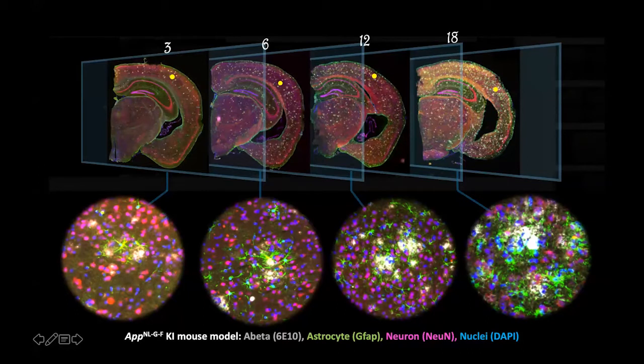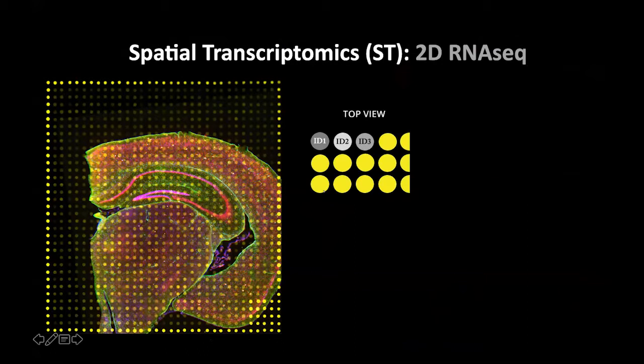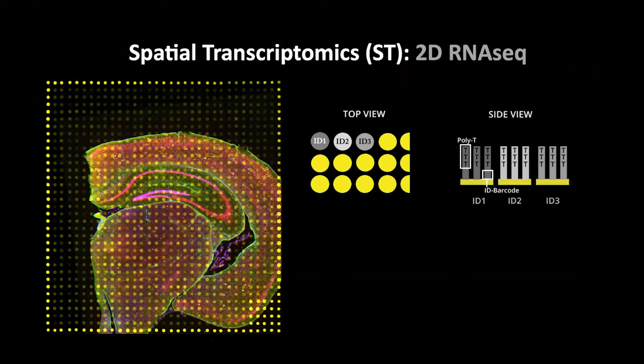However, if we want to unbiasedly identify which molecules and cells are involved in this plaque-induced alteration, then we need a global transcriptomic profile with spatial resolution. We got early access from Professor Joakim Lundeberg in 2016 to a kind of 2D RNA sequencing array. On top of the array, there are 1,007 spots, and within each spot, more than 200 million oligos. All the oligos have poly T tails, and the oligos within the same spot have the same ID barcode.